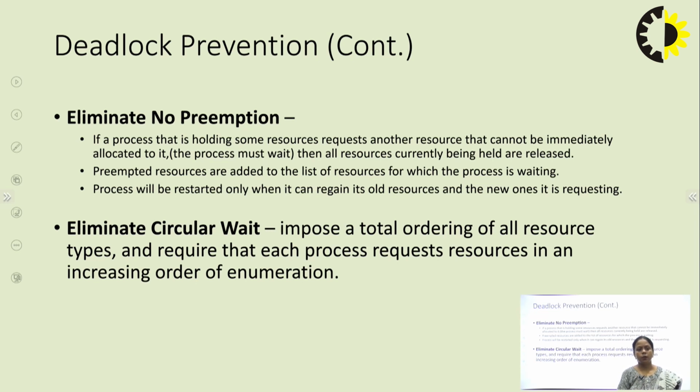Next is eliminate circular wait. Circular wait is another condition for the deadlock. In this case, we eliminate circular wait by imposing an ordering on the resource types in increasing order. For example, if we assign an ordering to the resources, and the third resource is requested by a particular process, then the first and second resources cannot be requested by another process. So there should be an ordering in the resources, so that it can eliminate circular wait.